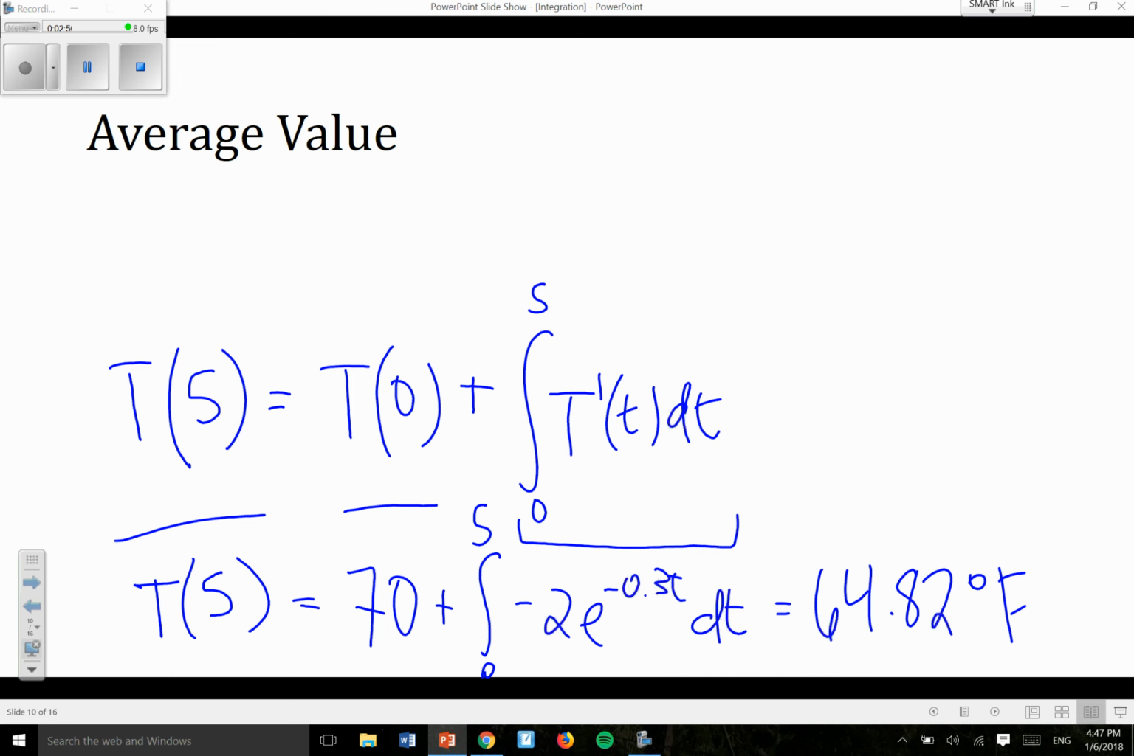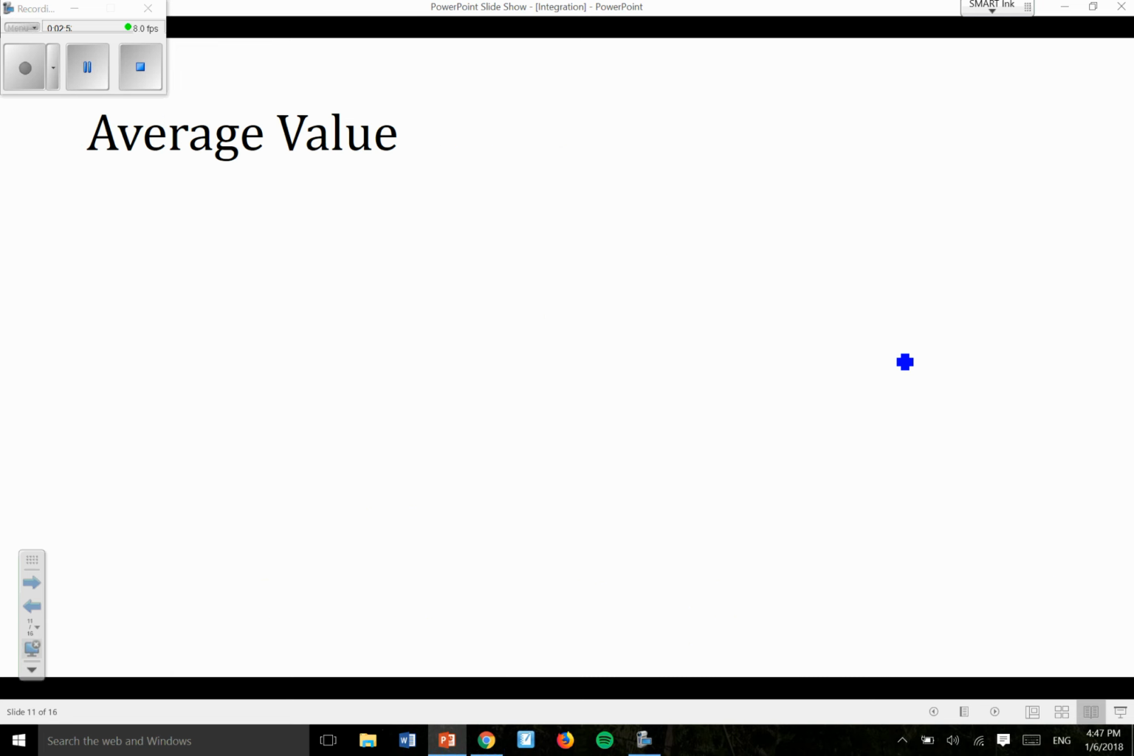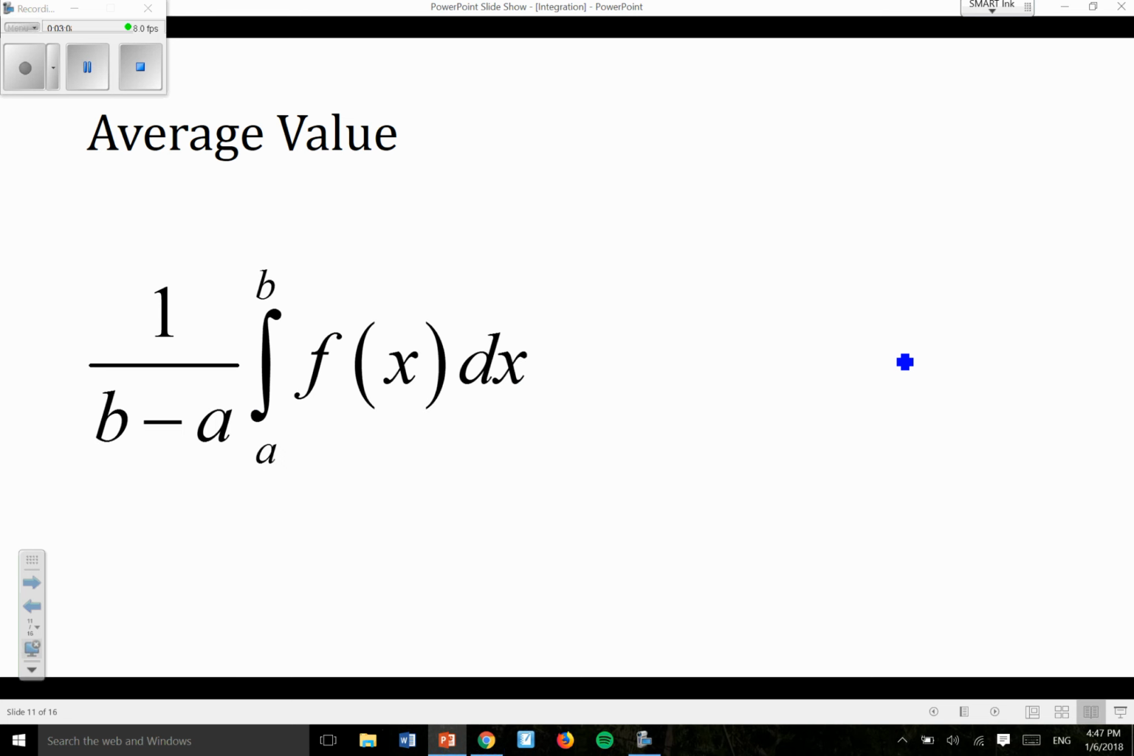We've also talked about average value in context. So say we wanted to find the average rate of change of the temperature of the water. But I'm pretty sure on your final exam, all of your average value problems are without context. It just asks you to find the average value. That is a formula you do need to know. To find the average value of f of x, it's 1 over b minus a times the integral from a to b of f of x dx. I don't have an example problem to do for that, but you have one on your assignment for today. So just remember that formula.